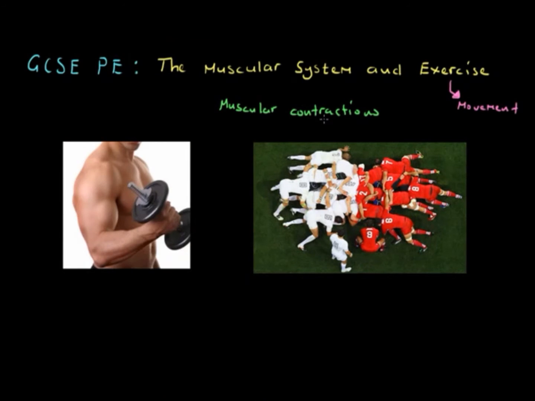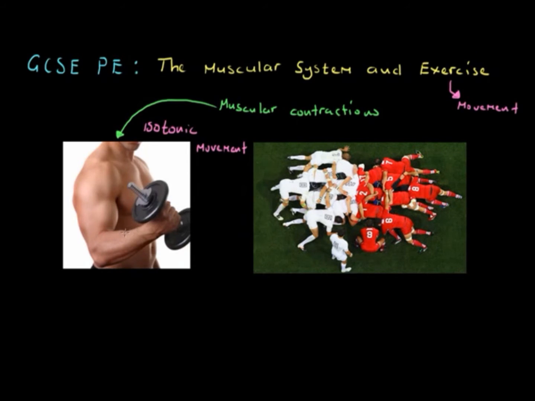Okay, so now what we're going to move on to look at is how the muscular contractions create movement. There's two different types of contractions we're going to look at today. The first type is called an isotonic contraction. You can see it written up there. Now isotonic very simply means movement. So isotonic means with movement.